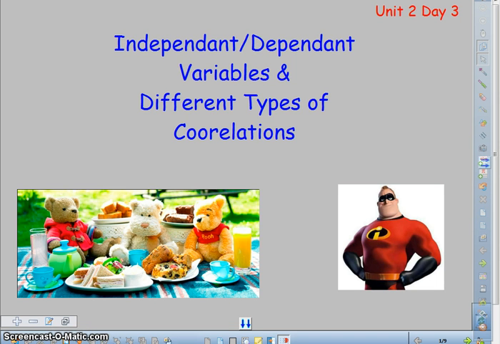So first off, you're wondering, what is that picture over there? Well, of course, that's the teddy bear picnic that we talked about in first period at least. I'm making this video during fourth period on Friday, so I haven't talked to any of the other classes about that yet, but we'll see if it comes up.